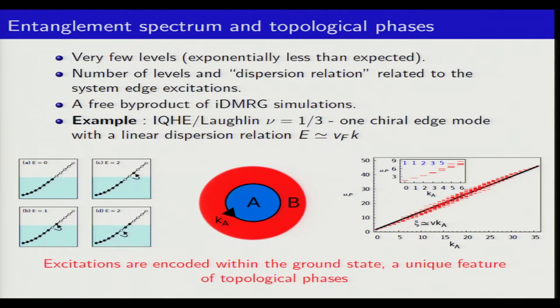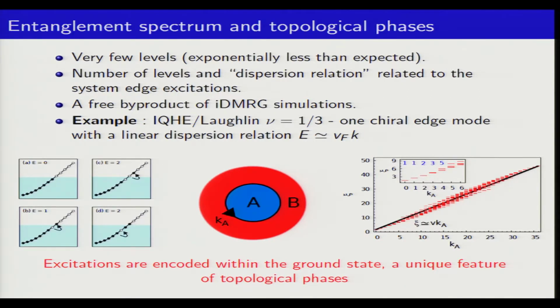Especially if you look at these model states, be it the AKLT model for a 1D system, or let's say the Laughlin state. If you compute the entanglement spectrum for such a state, you have much less entanglement levels than you expect for a random state of exactly the same number of particles, the same system size. It's exponentially less. And actually, if you look at both the number of levels and the dispersion relation, so the relation between the entanglement energies and the quantum numbers, like the momentum, they are really related to the edge excitations of the system.